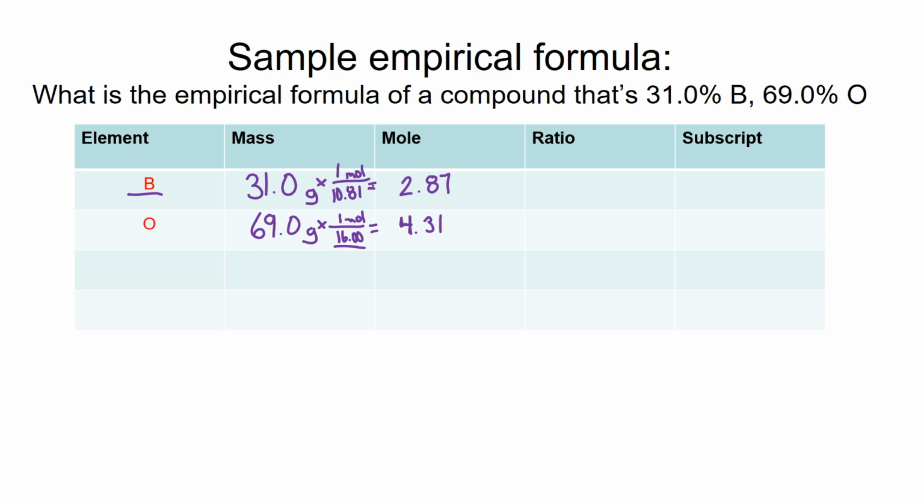To get to moles of boron, if you have a mass, you're going to divide by the molar mass. To get to moles of oxygen, I'm going to take whatever my mass of oxygen is, divide by 16.